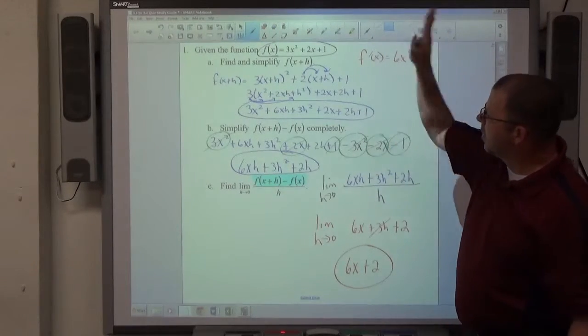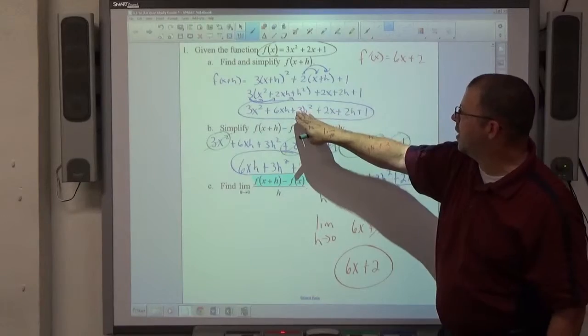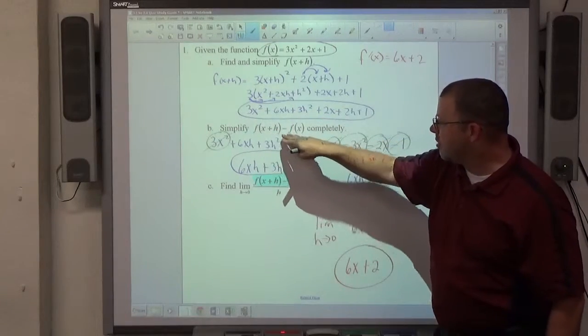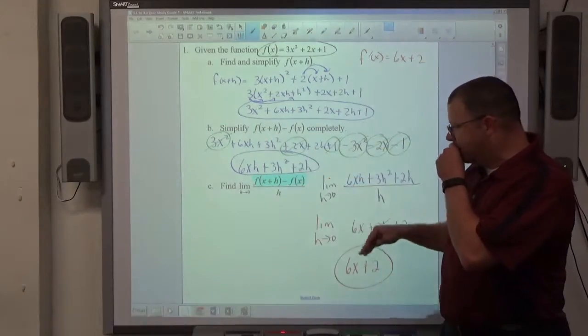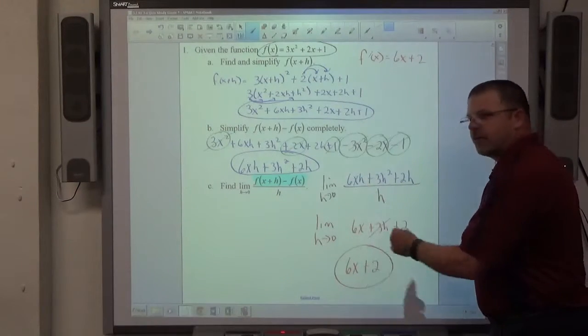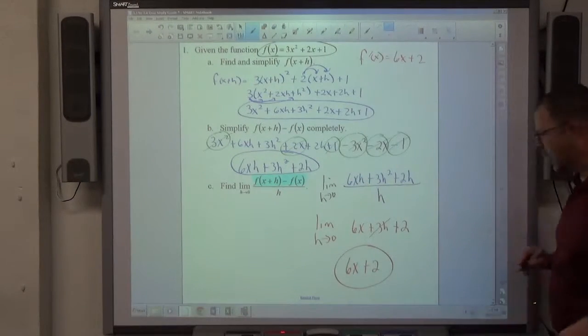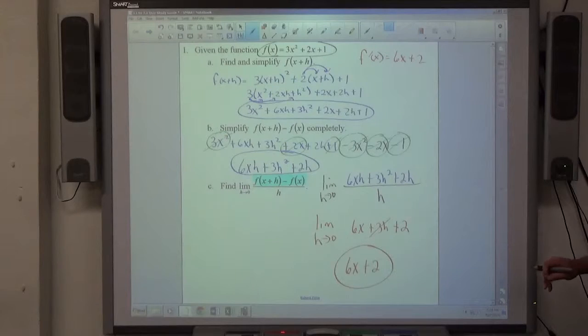But again, I'm looking for the simplified version of f of x plus h here. I'm looking for the simplified version of f of x plus h minus f of x here. And then finally the derivative for the final answer. That's how I'm expecting it to look on your paper when I go through and check all your work.